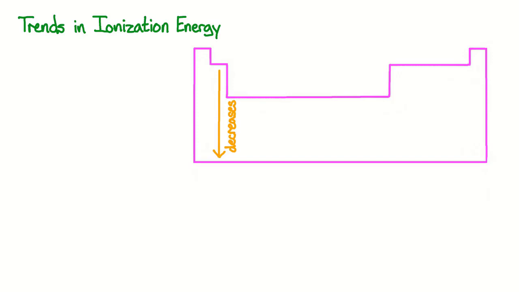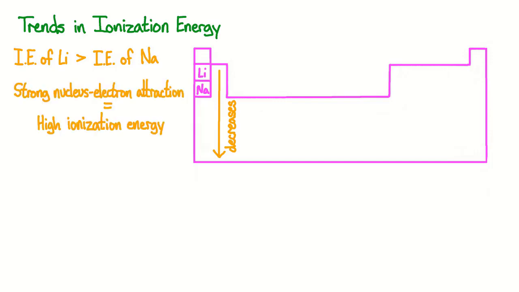The first trend is that, in general, ionization energy decreases as we move down a family in the periodic table. So if we compare two elements in the same group, such as lithium and sodium, we can accurately predict that the ionization energy of the element further up on the periodic table, in this case lithium, will be greater than the ionization energy of the element further down on the periodic table, in this case sodium. But why does this trend exist?